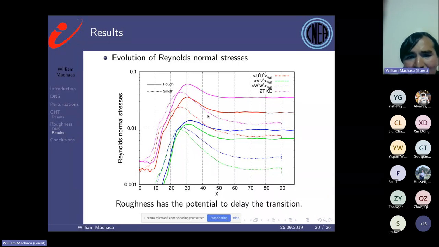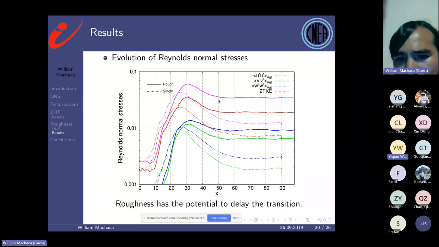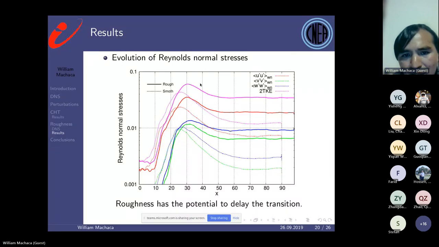We can see this if we analyze the turbulent kinetic energy. For example, if you look at the turbulent kinetic energy for the rough case, you can see that it reached... Well, in this figure, you can see that the post-transition region in the rough case is smaller than in the smooth case.